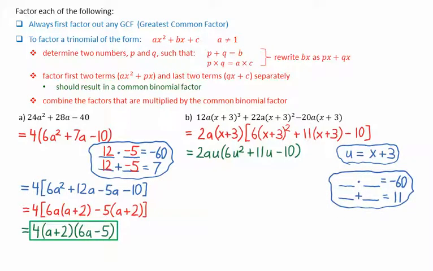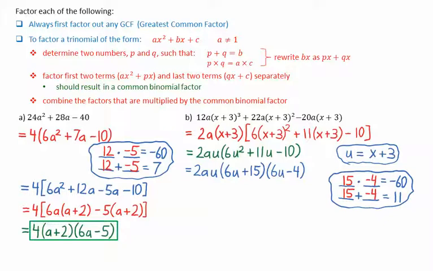Here I'm looking for numbers that multiply to give negative 60 and add to give 11. In this case, those numbers are 15 and negative 4. In this case, I'm going to do a different method to factor. What we can do is simply write the factors as 6u plus 15 times 6u minus 4, simply using the 15 and the minus 4 that multiplied to negative 60 and added to 11.